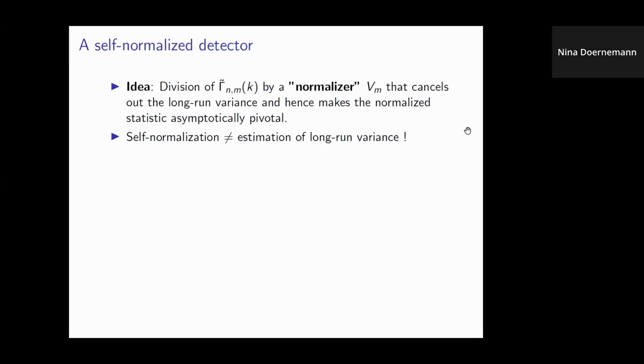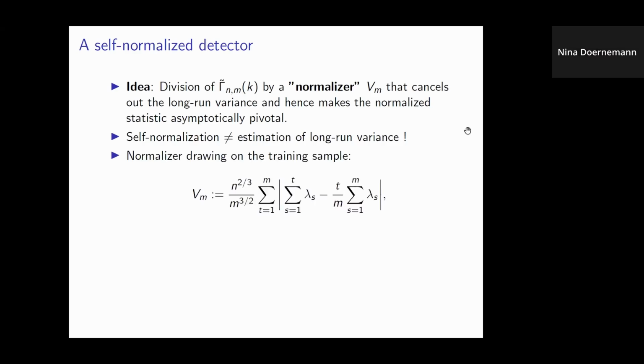Yeah. And what I just want to emphasize here is that self-normalization is really not the same as the estimation of the long-run variance. In self-normalization, we would divide by this normalizer Vn, but this normalizer itself has a non-degenerate limiting distribution that is constructed in such a way that it's proportional to the long-run variance. But it's random itself, so it is not an estimator for the long-run variance. It will just have the effect that it cancels.